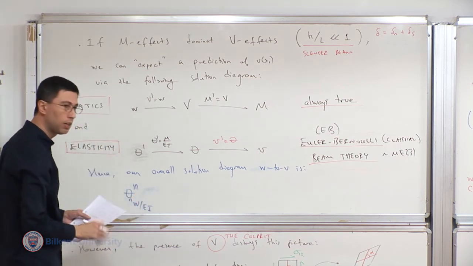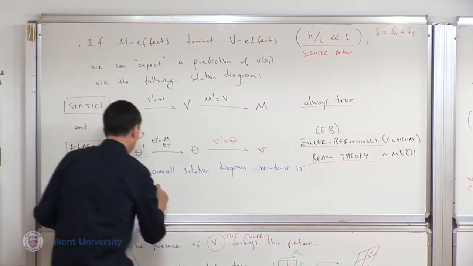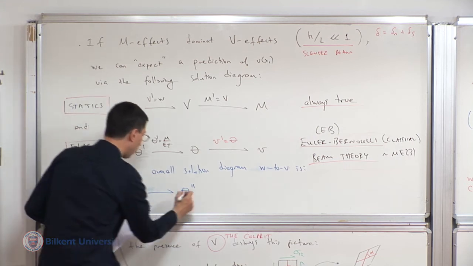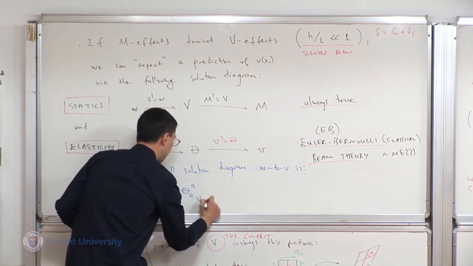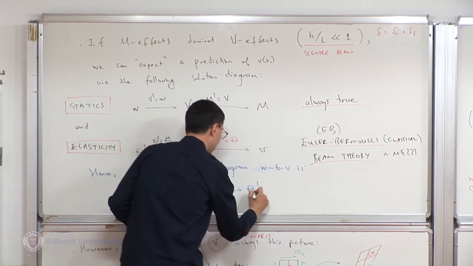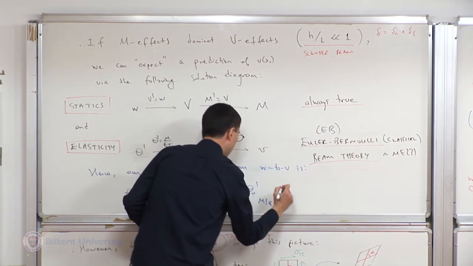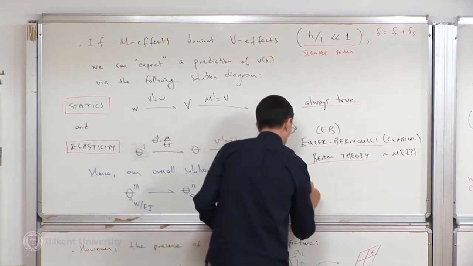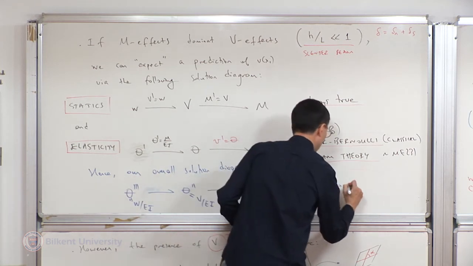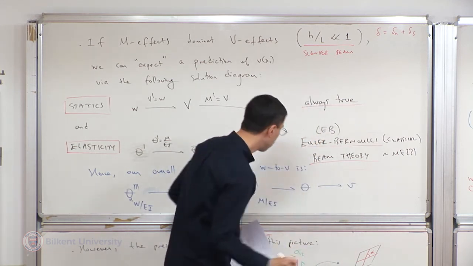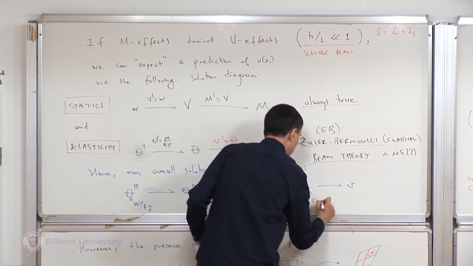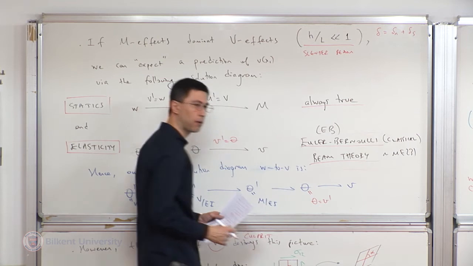Okay, so given W, I can integrate once towards theta double prime, and that is equal to V over EI. Then I can integrate once more towards theta prime, that is equal to M over EI. Then I can integrate once more towards theta, and then I can integrate towards the deflection, which is my quantity of interest. And I can do that because I know that theta is equal to V prime.